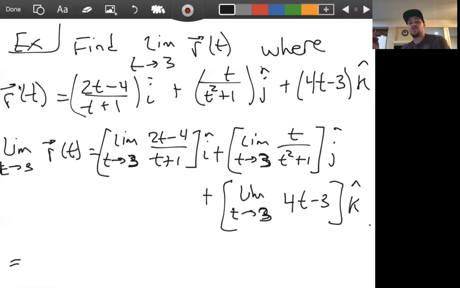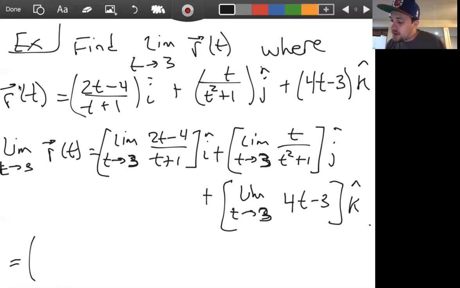If they fail to exist at your ending t value, then you'll have to turn to Calc 1 and Calc 2 tricks that we learned about limits, any sort of algebraic simplification to cancel the denominator, L'Hopital's rule, sine and cosine identities, stuff like this. But for now, these limits are pretty easy, so we can just plug in 3 directly.